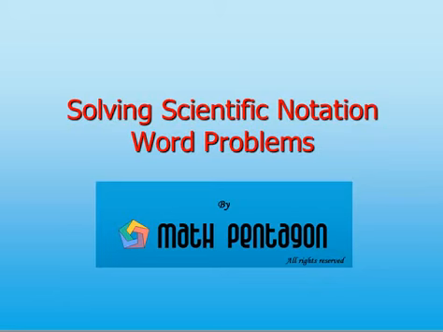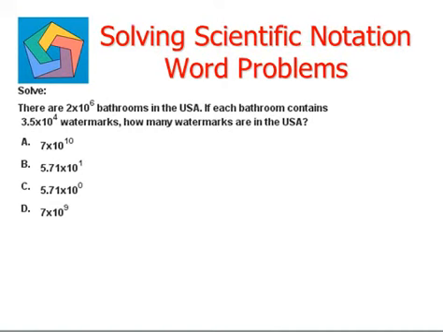Hello and welcome. Our topic for the day is solving scientific notation word problems. To understand the concept, let's look at some questions. The first one says there are 2 into 10 to the power 6 bathrooms in the USA. If each bathroom contains 3.5 into 10 to the power 4 watermarks, how many watermarks are in the USA? So let's get started and see how we'll set up the situation.